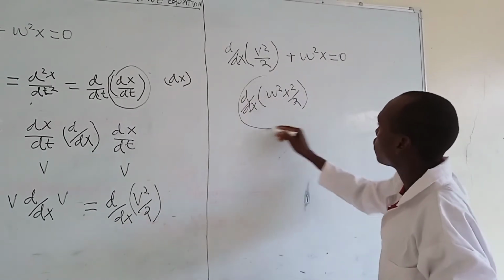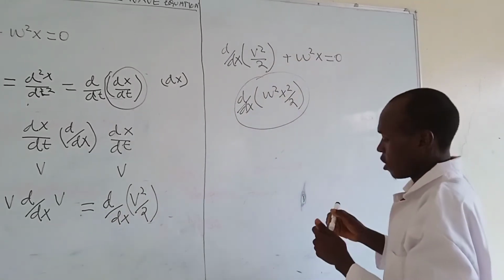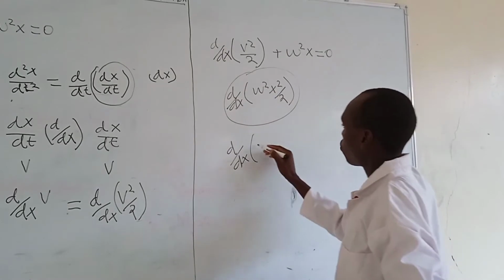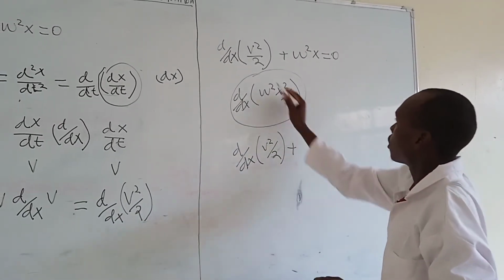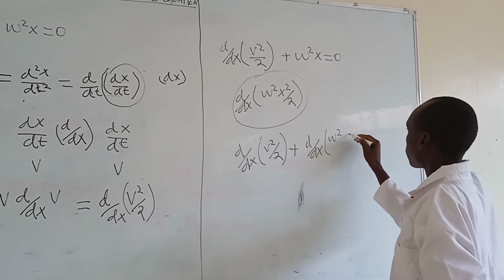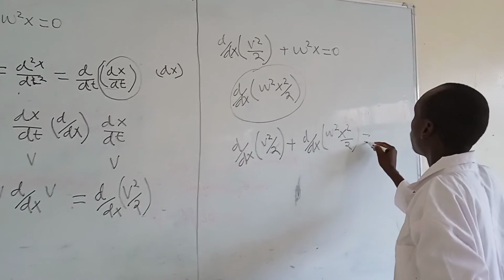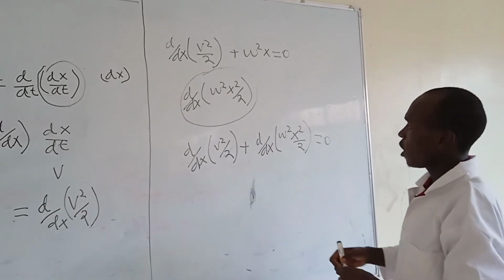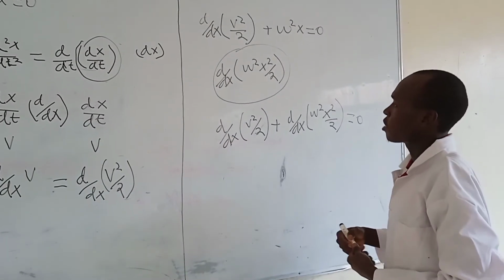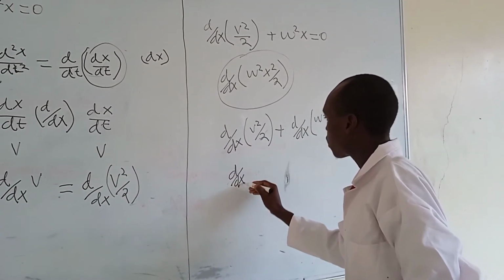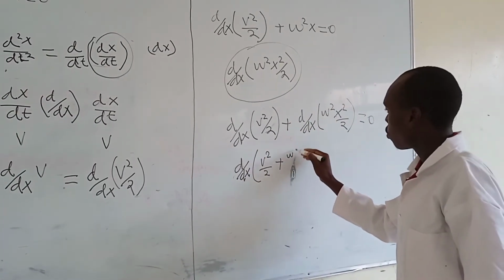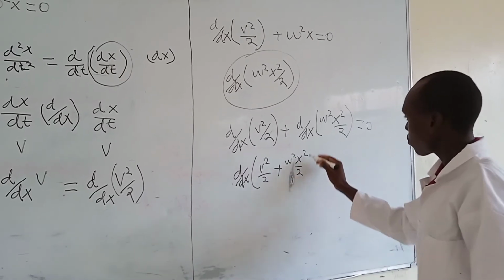Now you carry the whole of this expression into replacing this one. The new equation formed has d over dx in brackets v squared over 2 in brackets, plus d over dx in brackets omega squared x squared over 2, now equal to 0. After writing like that, you collect the like terms together. This d over dx is the same as d over dx. So we write d over dx in brackets v squared over 2, plus omega squared x squared divided by 2 in brackets, is equal to 0.